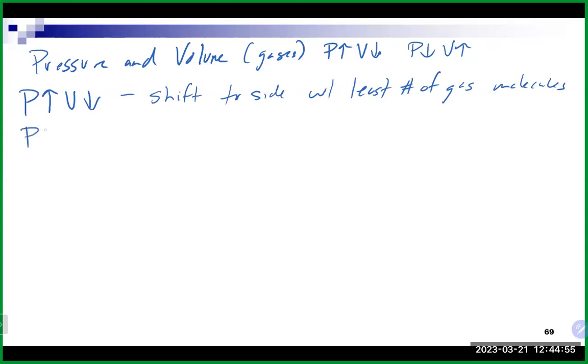Opposite is true here. If pressure goes down, the volume went up. In this case, because pressure went down, we want to bring it back up. We would need more gas molecules to fill it. So it would shift to the side with more gas molecules.